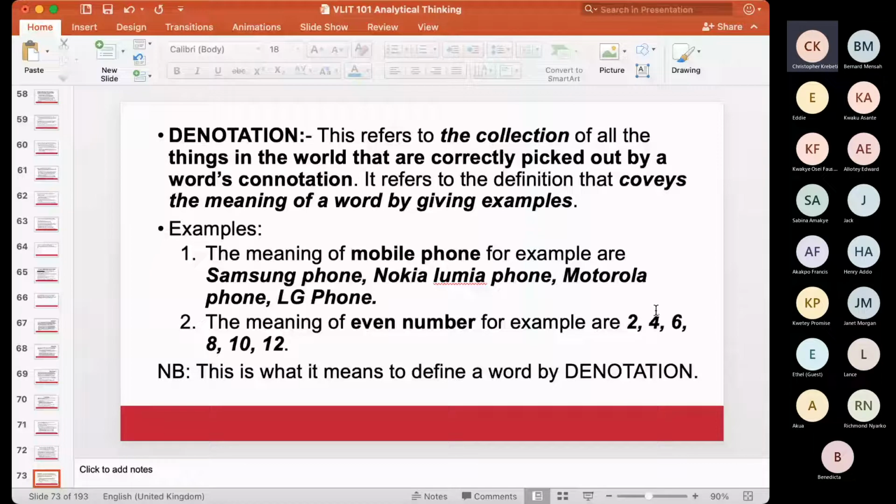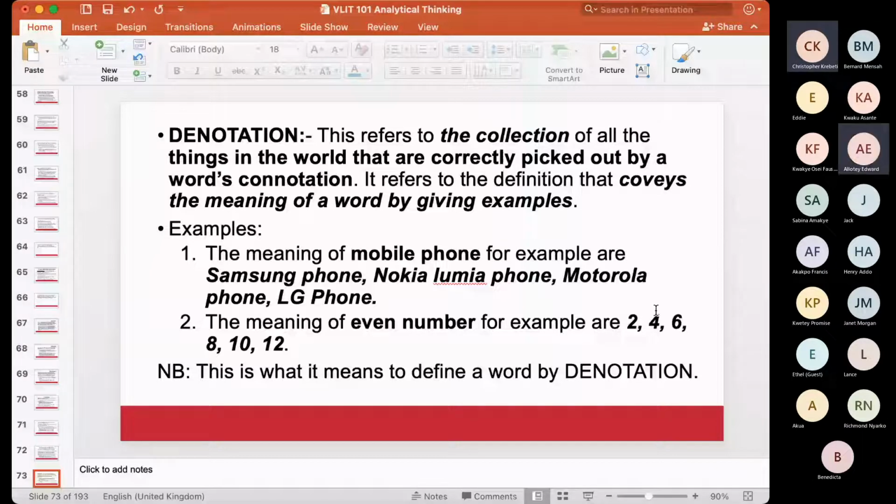So it refers to the definition that conveys the meaning of a word by giving examples. Let's look at the example of the mobile phone, the meaning of mobile phone by denotation. For example, the meaning of mobile phone, for example, are Samsung, Nokia Lumia phone, Motorola phone, LG phone, iPhone. Which other phone? Mention them. Mention all the phones that you know. So all of those phones.